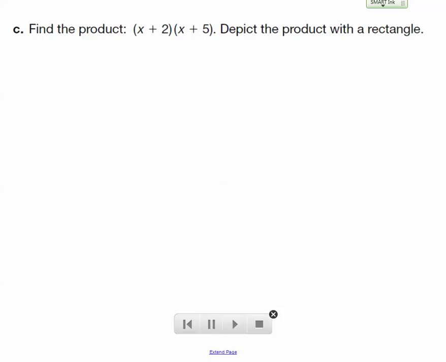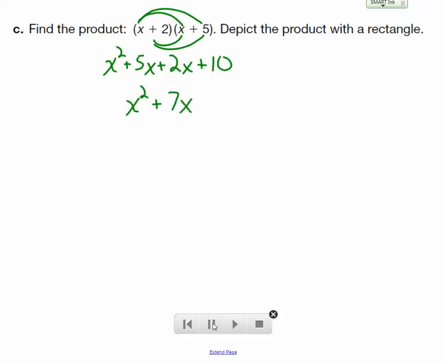Find the product of x plus 2 times x plus 5 and depict the product with a rectangle. Okay, so we've done this now twice. Let's do it again here. All you do is distribute the x. x times x is x squared, and x times 5 is 5x, and then you distribute the 2. 2 times x is 2x, and 2 times 5 is 10. Simplify if you can. In this case, we're going to combine like terms. 5x plus 2x is 7x.